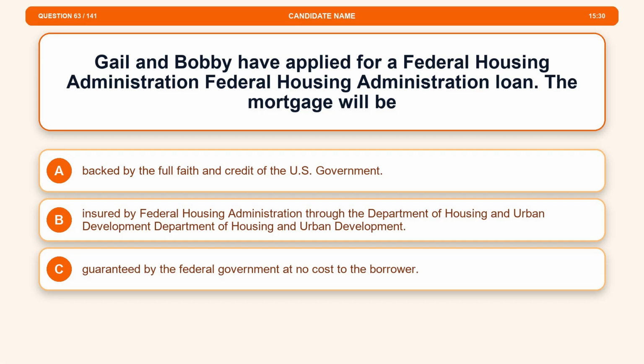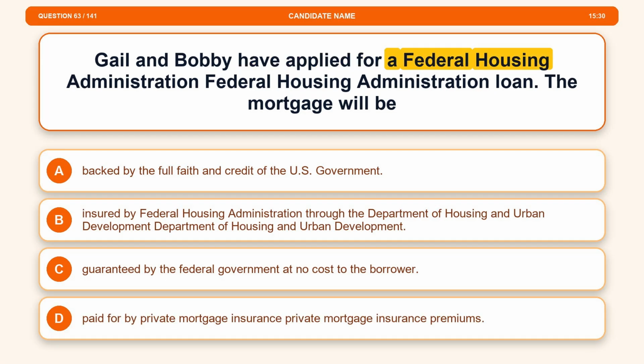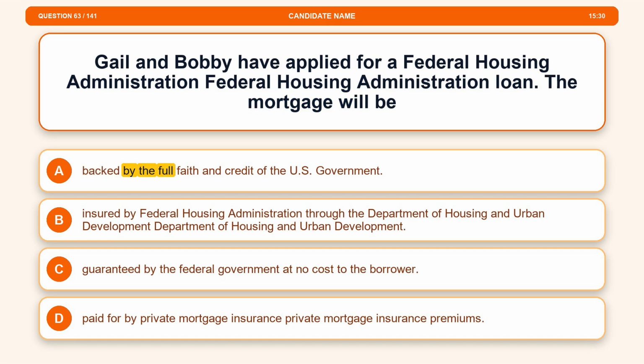Question 63. Gail and Bobby have applied for a Federal Housing Administration loan. The mortgage will be: Option A. Backed by the full faith and credit of the U.S. government. Option B. Insured by the Federal Housing Administration through the Department of Housing and Urban Development. Option C. Guaranteed by the federal government at no cost to the borrower. Option D. Paid for by private mortgage insurance premiums.